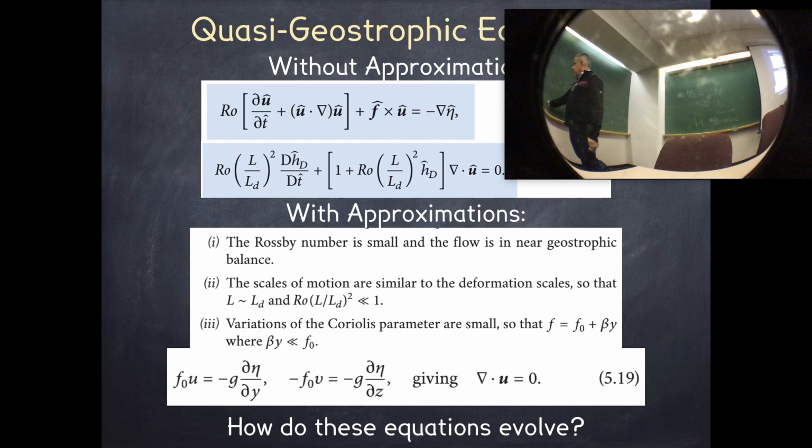And this one we keep, but we don't have to keep it with the del dot u0. That's too big. But we keep the h times del dot u1 term. So u1 can diverge. And this one is small. This one times this one is too small. But this one times this one is okay.